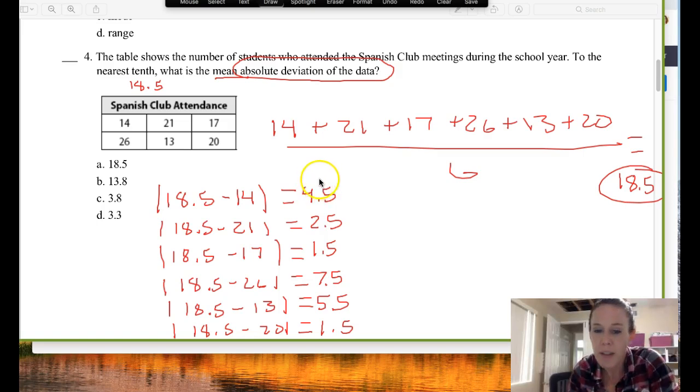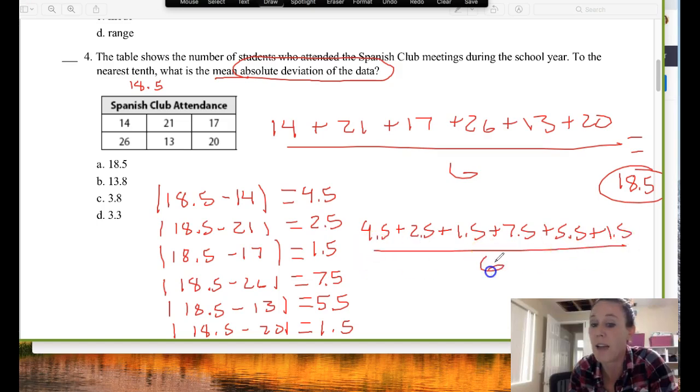So what I'm going to do is find the average of their distances. I'm going to add these all up together and divide by 6. So I go 4.5 plus 2.5 plus 1.5 plus 7.5 plus 5.5 plus 1.5. I add those all up together and find their average. So go ahead and do that on a calculator. All right, when you do that on a calculator, I'm going to do a little approximation. You get 3.83 repeating, so we'll just round it to 3.8.